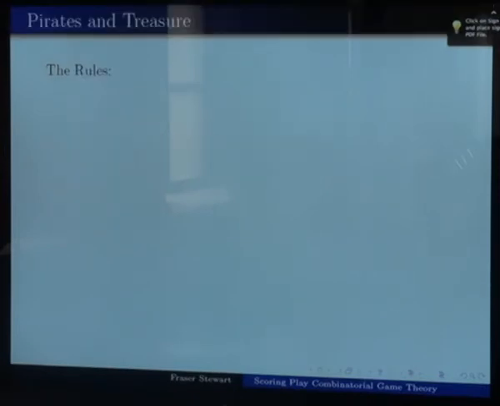So let's just look at an example. This is a game that I invented, and I actually published a paper about this recently called Pirates and Treasure. And this was just to use it as an example of score and play combinatorial game theory and how we can use score and play combinatorial game theory to actually analyze an actual game. So the rules are as follows.